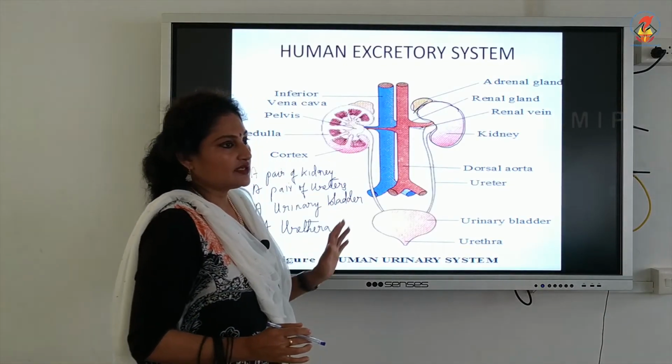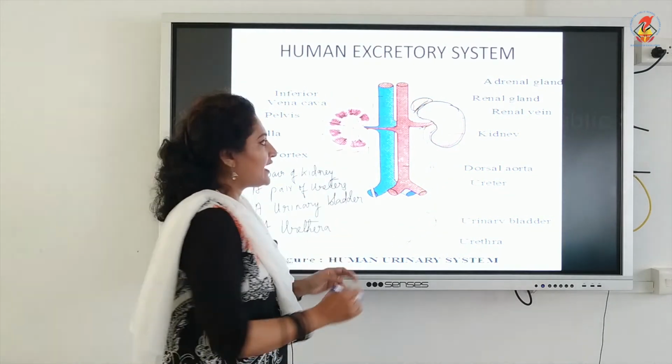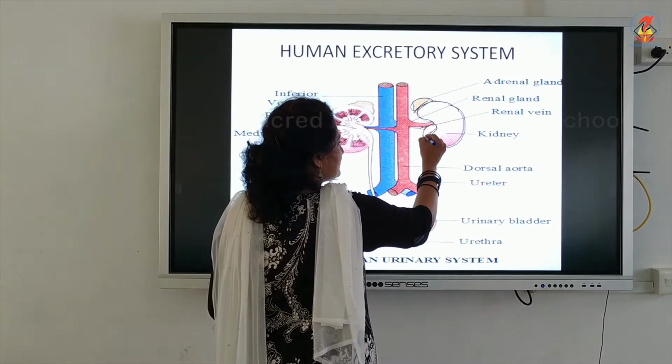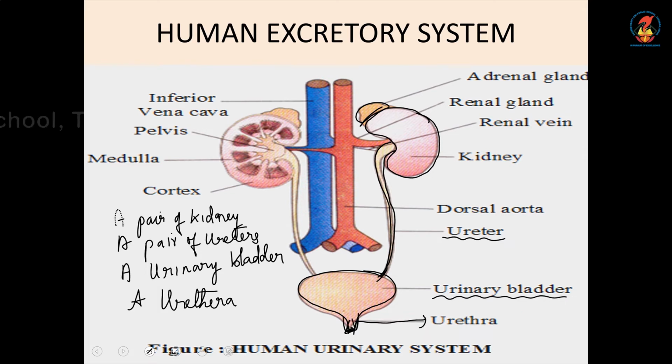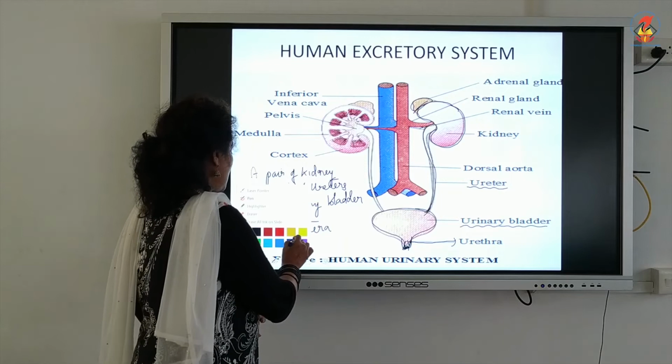There are two kidneys, and arising from the concavity of the kidney are two tubes. These two tubes are called the ureters, and the right and left ureters open into a sac called the urinary bladder. The urinary bladder opens out through a tube called the urethra. The kidney is covered by a tough capsule.